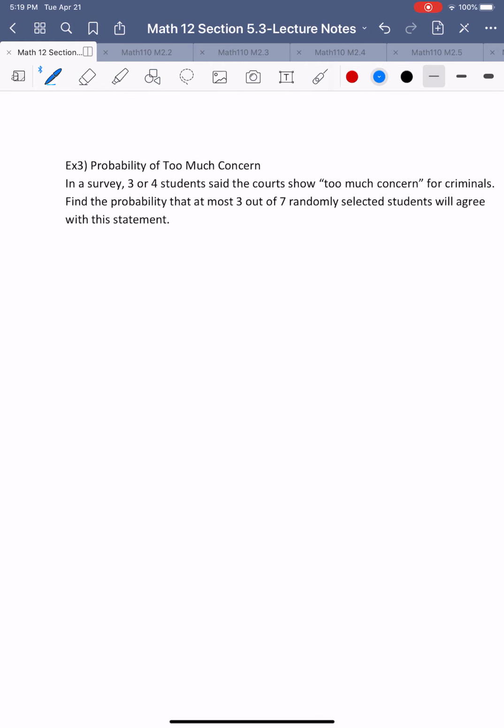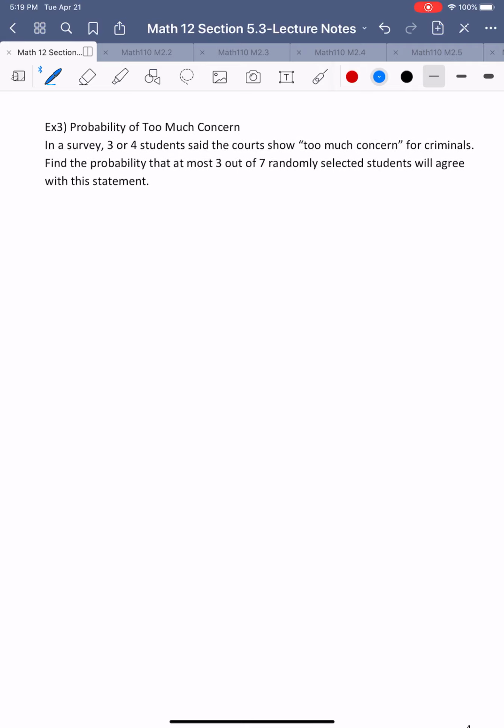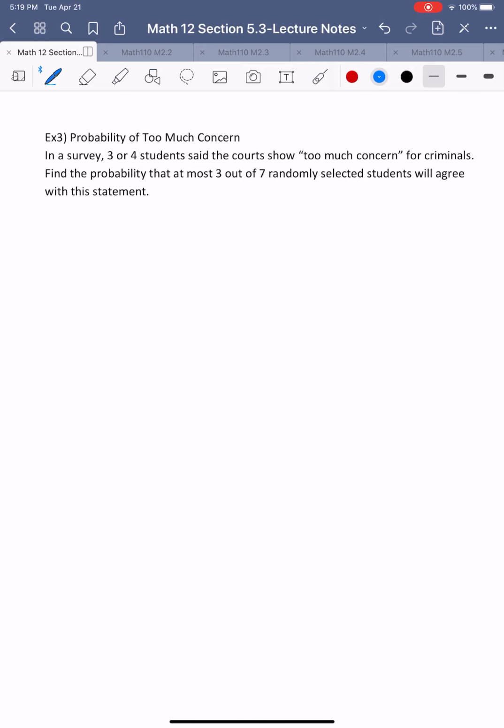All right, let's look at another problem. Now, the probability of too much concern. In a survey, 3 out of 4 students said that the course shows too much concern for criminals. Find the probability that at most 3 out of 7 randomly selected students will agree with this statement. So n here is going to be 7, and then p is 3 out of 4, and q is 1 minus p, which is 1 minus 3 over 4, the same as 1/4.